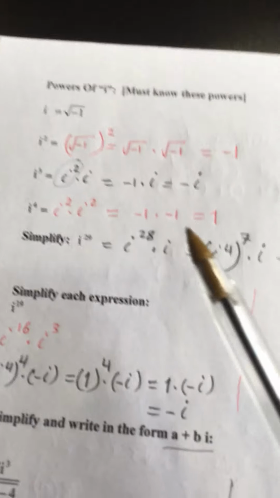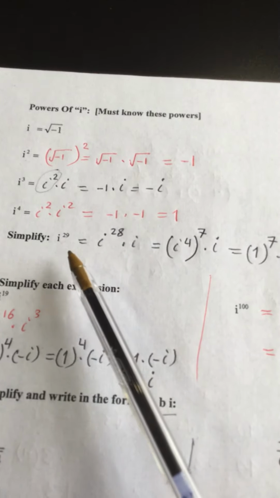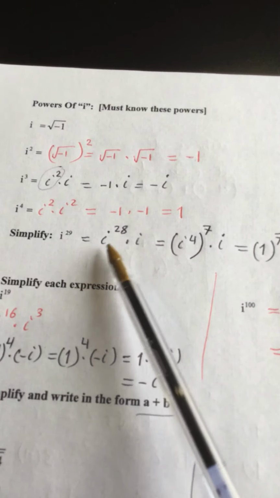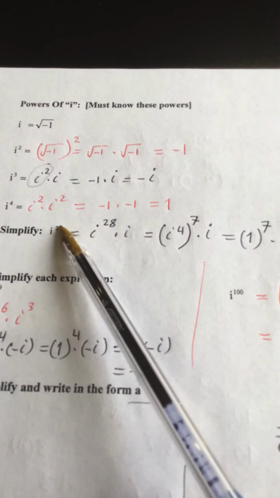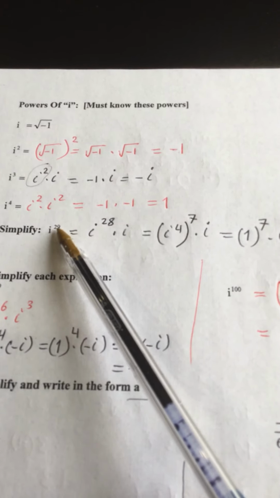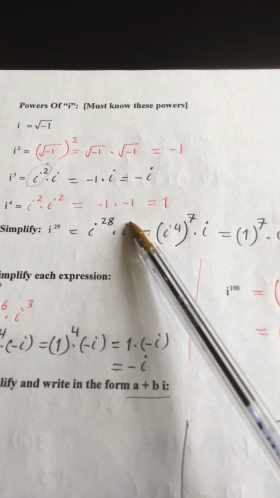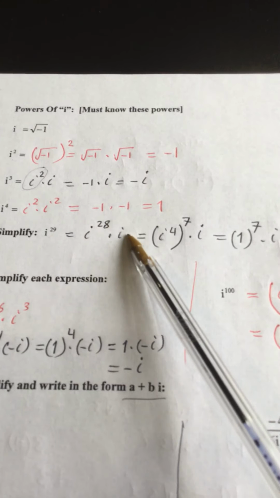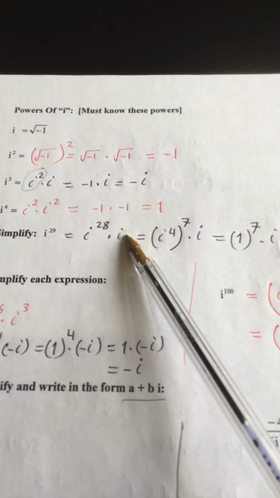So let us explain. i to the power 29 is equal to i to the power 28 times i. So rewrite 29 using a multiple of 4. The multiple of 4 is 28, times i to the power 1. If we multiply these two, i to the power 28 times i to the power 1 equals i to the power 29. Now i to the power 28 is i to the 4 raised to the power 7.